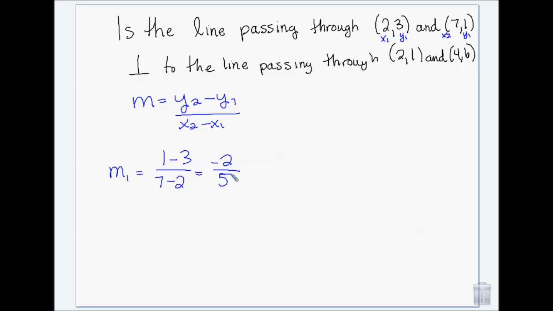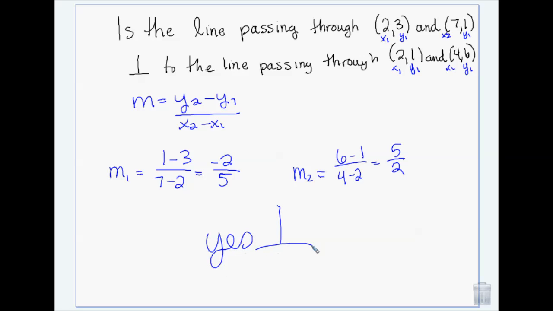And then the second one, I'm going to have 6 minus 1 over 4 minus 2, which gives me 5 over 2. I am flipped. I am opposite. So yes, I am perpendicular.